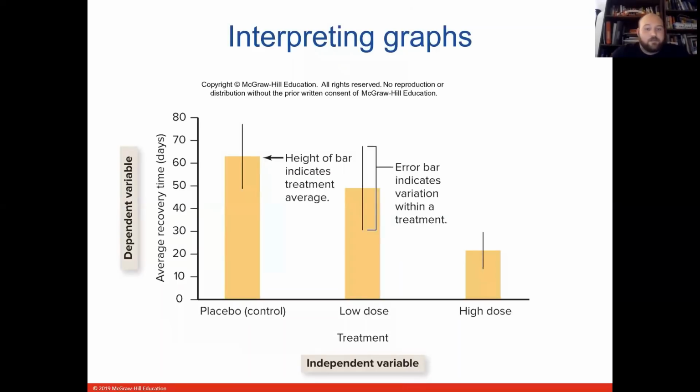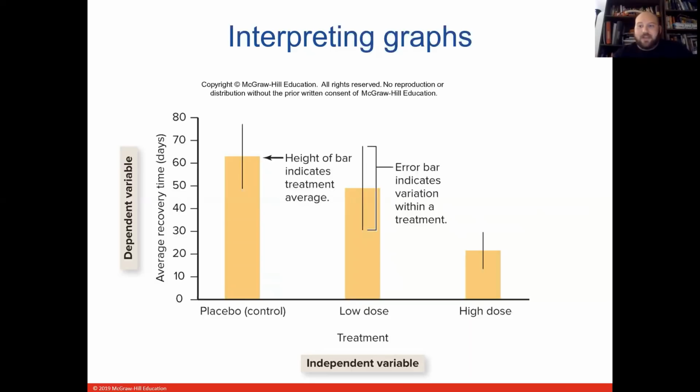Going into a little bit more specifics, in this case, the height of the bar indicates the treatment average. So if the average recovery time is in days, it's going to be somewhere between 60 and 70 for the placebo, right around 50 for the low dose, and then somewhere close to 20 for the high dose. Then the error bars that you see plotted in the middle of those bar charts indicate the variation within a treatment. Oftentimes you can use this to determine how different these treatments actually are. The bigger your error bars are, the more likely things aren't that different, especially if those error bars are overlapping with other treatments.